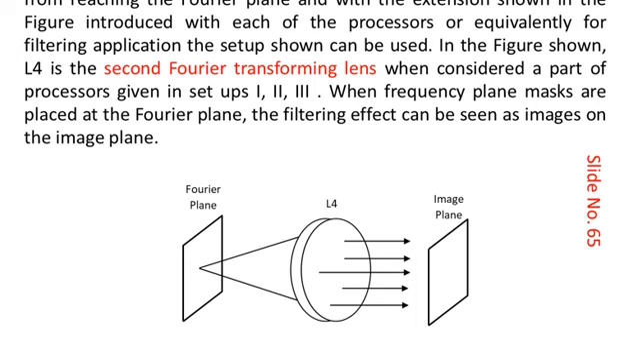So you see that this is an extension that we are going to use after the Fourier plane in each of the setup schemes 1, 2 and 3. And then we are using a lens L4 that will take the Fourier transform of the Fourier transform shown at the Fourier transform plane, and then the image will be formed. When the frequency plane masks are placed at the Fourier plane, the filtering effect can be seen as images on the image plane.